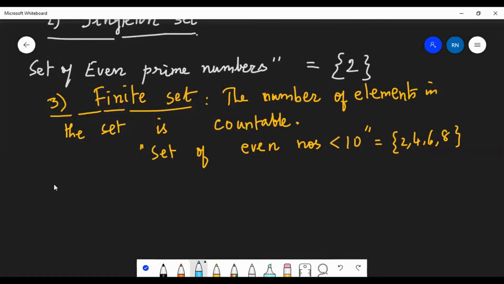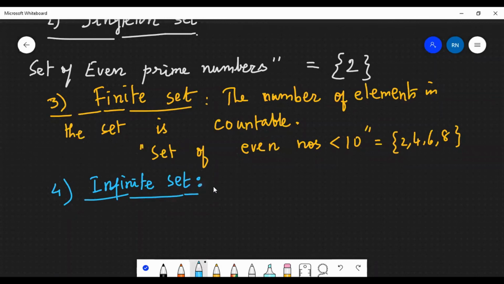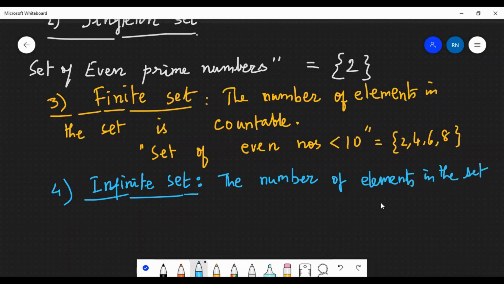Okay, fine. Fourthly, the opposite of finite, infinite. Infinite set. So the number of elements is not countable. Number of elements in the set is infinite or beyond count. Example, all the number sets that you saw.